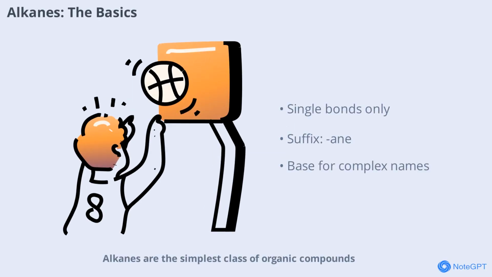Alkanes are the simplest class of organic compounds, consisting only of carbon and hydrogen atoms connected by single bonds. Their names end with the suffix -ane. The base name reflects the number of carbon atoms in the longest chain, such as methane, 1 carbon, ethane, 2 carbons, propane, 3 carbons, and so on. Understanding alkane nomenclature is the foundation for naming more complex molecules.